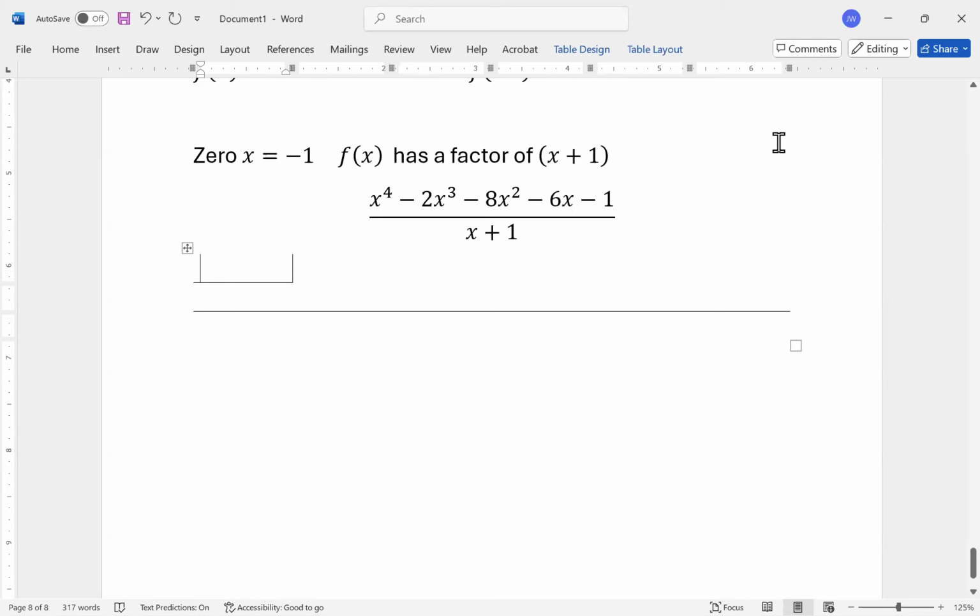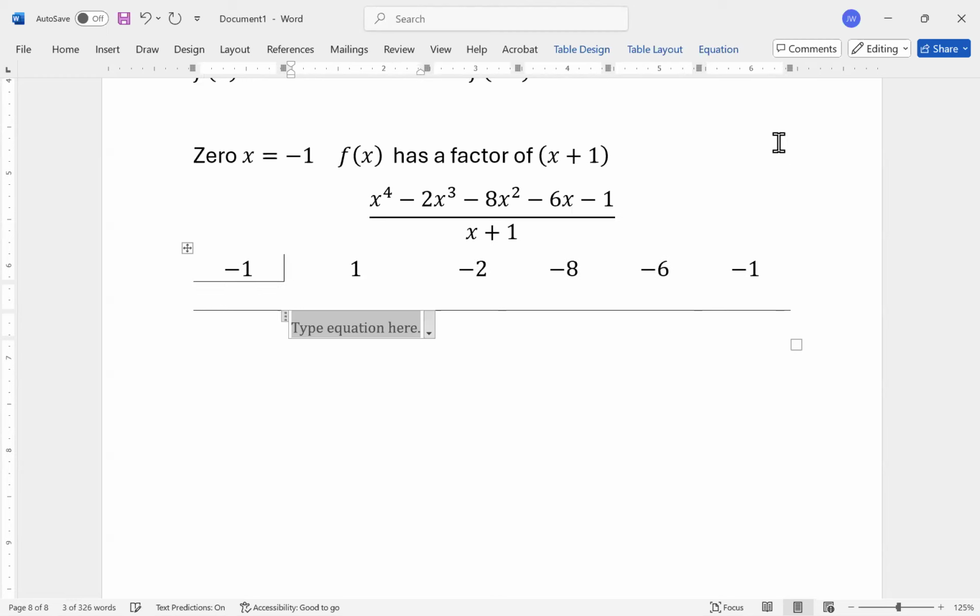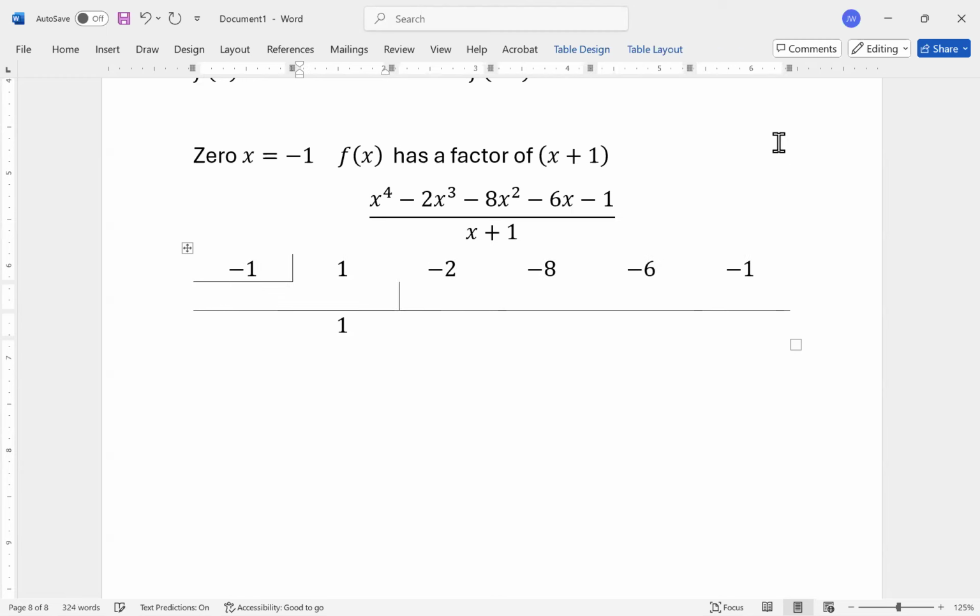So here we go. Plug in -1 into the box, and then my coefficients are going to be 1, -2, -8, -6, and -1. Then we start our synthetic division process, drop 1 down.